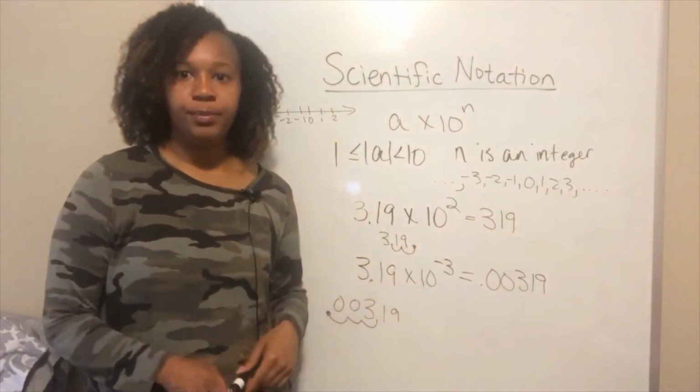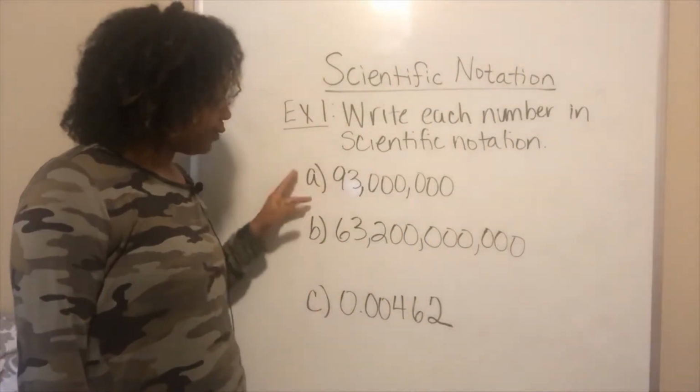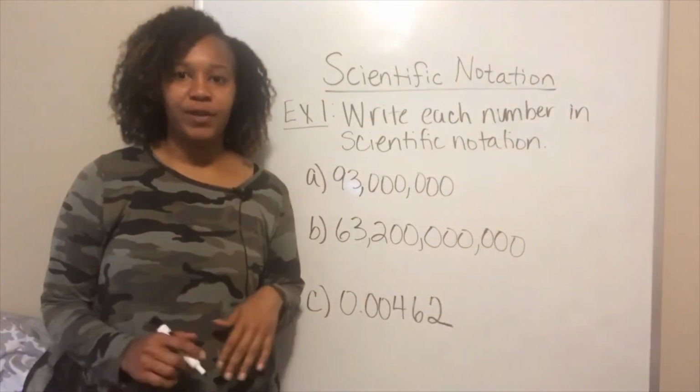So that's how you take a number that's written in scientific notation and just write it out in its written form. All right, let's look at some examples. So starting with example 1, we want to take each of these numbers. I have 3 different numbers, and we want to write them in scientific notation.